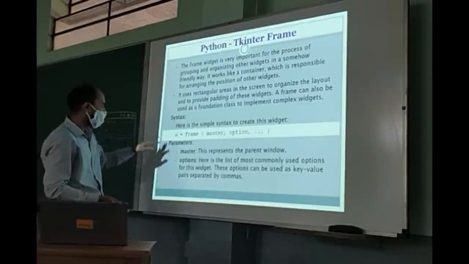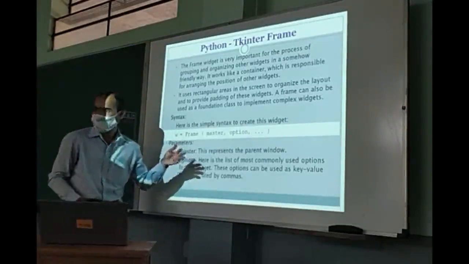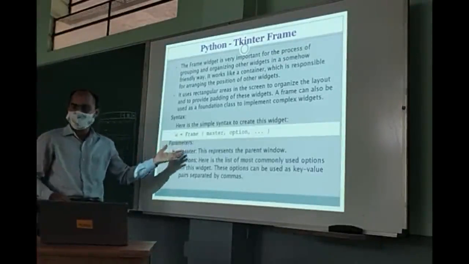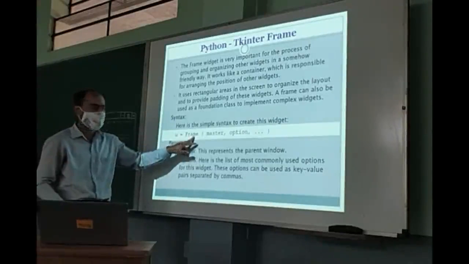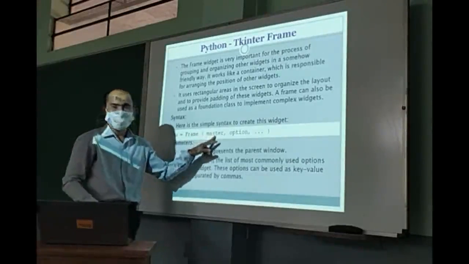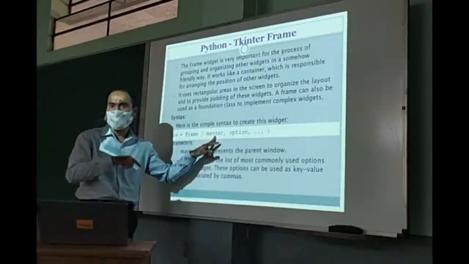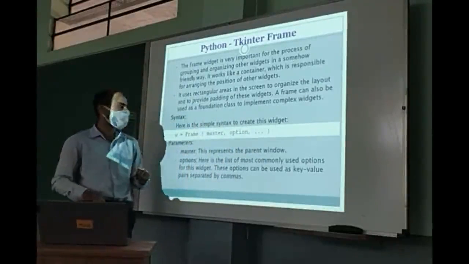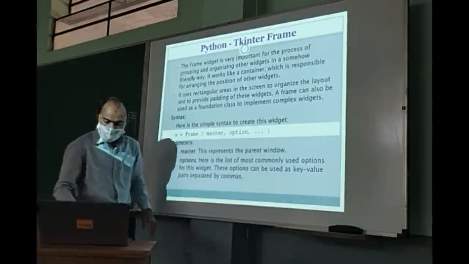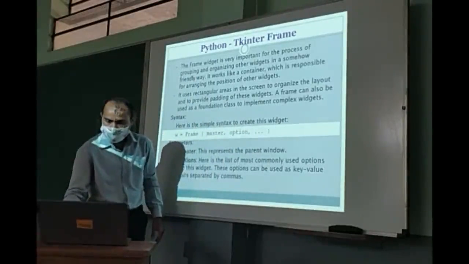Now, how to create a frame? Here is a simple syntax. Most of the widgets have the same syntax. W, that is the object, is equal to Frame in brackets master, that is our top level container reference variable, then the optional parameters which we need to pass. Okay? So let us go through an example here.